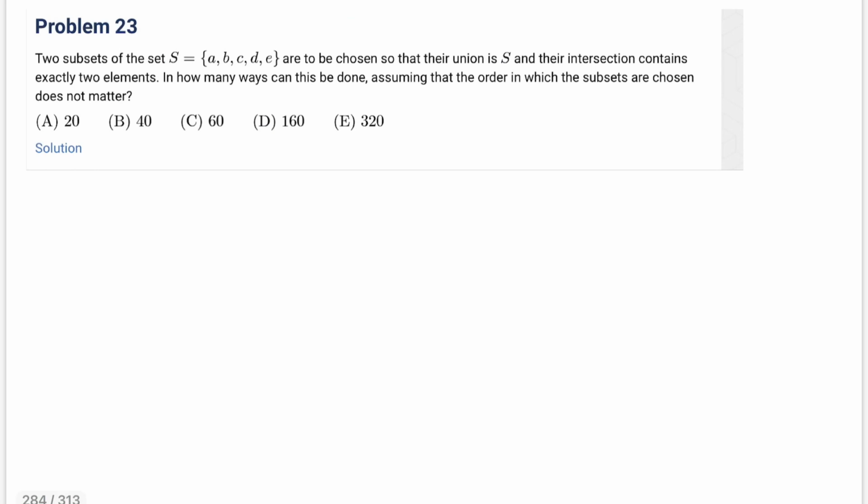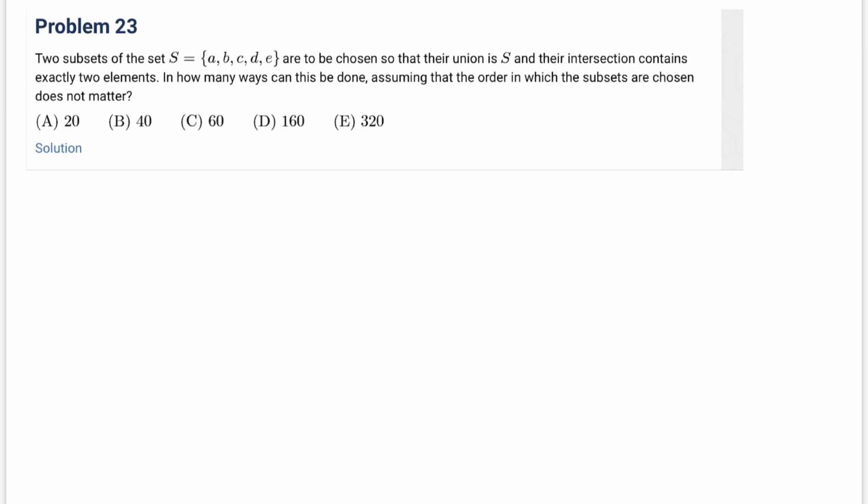Number 23. Two subsets of the set A, B, C, D, E are to be chosen so that their union is S and their intersection contains exactly 2 elements. In how many ways can this be done, assuming that the order in which the subsets are chosen does not matter? Okay, so two subsets of S are to be chosen so that their union is S and their intersection contains exactly 2 elements. So their union has to be S. Oh, so the important part is their intersection contains 2 elements.